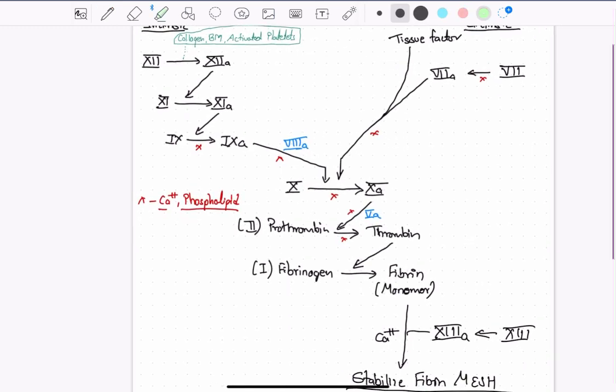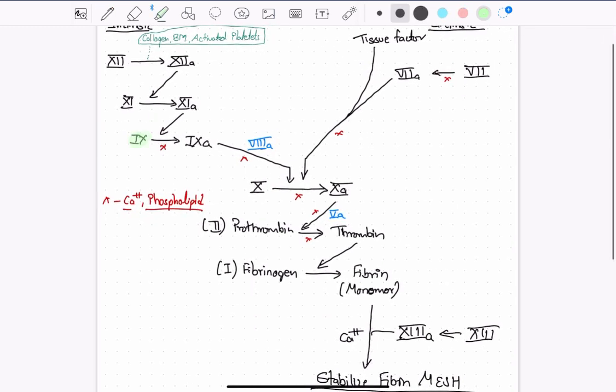And then these clotting factors that I'm highlighting in green, factor 9, factor 10, factor 2, that's prothrombin, and then factor 7. So these clotting factors are vitamin K dependent clotting factors. Okay, so there will be deficiency of these factors when there is deficiency of vitamin K, or when there is some kind of liver disease.